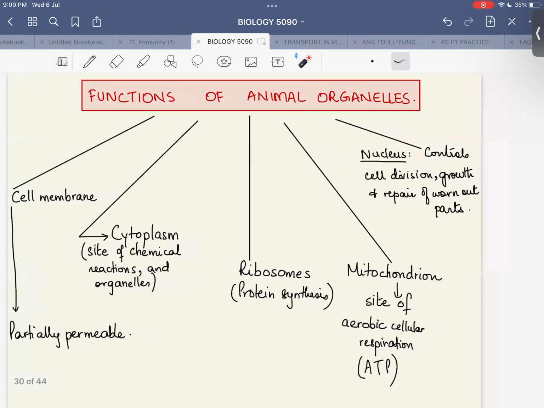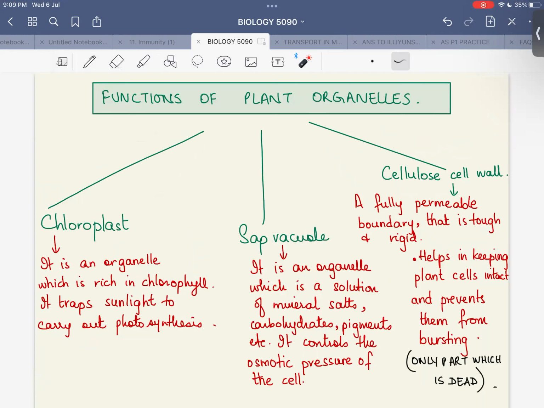Moving on to the functions of plant organelles. If we specifically talk about plants, then these are the 3 different organelles, or I can say parts of the plant cell, which are not found in the animal cell. Whereas the rest of the parts which we have done in the previous slide, namely the cytoplasm, cell membrane, nucleus, all these are also found in the plant cells, and they have the same function. So I will not be repeating them. I'll be only focusing on these 3 parts, which are the chloroplast, the sap vacuole, and the cellulose cell wall.